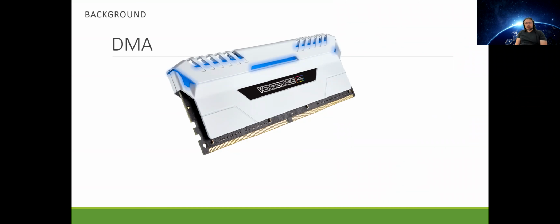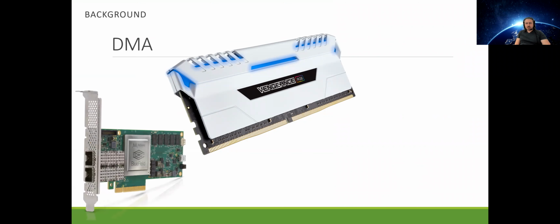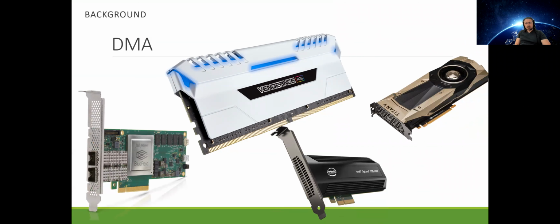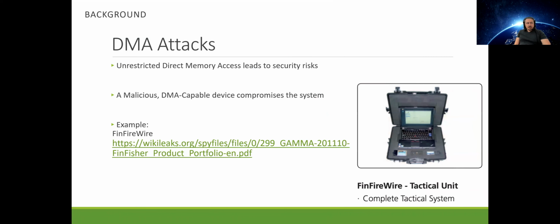DMA, or Direct Memory Access, is a common hardware feature that allows an attached device to access the main memory without involving the CPU. That's devices like GPUs, SSDs, network cards, USB dongles, and many others. DMA also allows a malicious device to read or modify memory that it was not supposed to. This is called a DMA attack. It's a side channel attack where a malicious DMA capable device compromises the system.